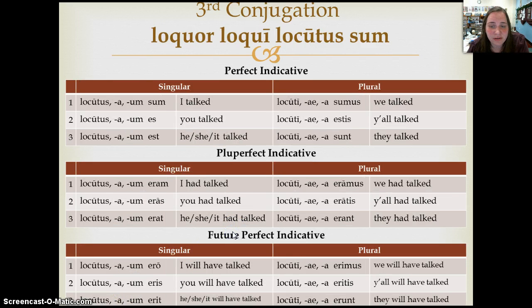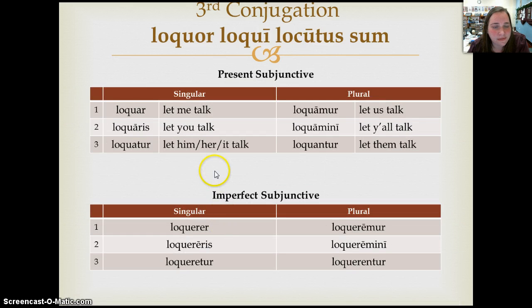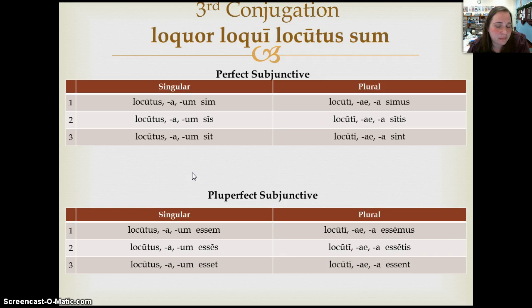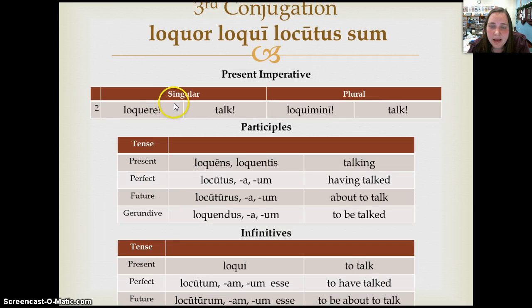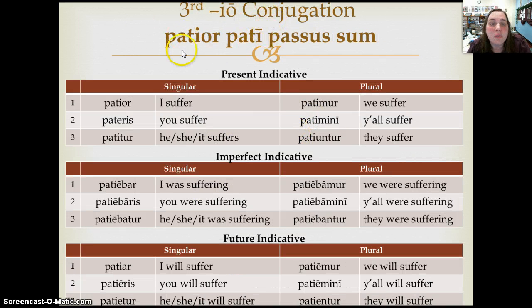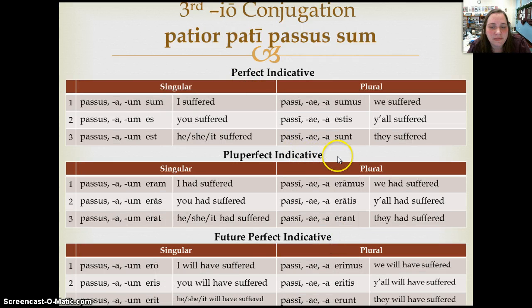Again, perfect, pluperfect, future perfect indicative, exactly what you expect. The subjunctives, forming just as you expect, okay? Perfect and pluperfect subjunctive, same. Present imperative, participles and infinitives now exactly what you're expecting, okay? Third IO, again, exactly what you expect. These are the third IO passive forms for the present, imperfect, and future. Perfect, pluperfect, and future perfect.